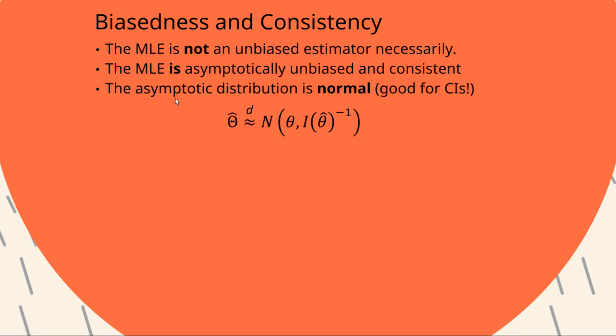The other good thing is that the asymptotic distribution is normal, which is great for confidence intervals because it means you get to use the standardized normal distribution. Makes things real easy. So it's distributed normally with an expected value of the true population parameter value, which is great. And it has a variance of that inverse information metric that we saw previously.